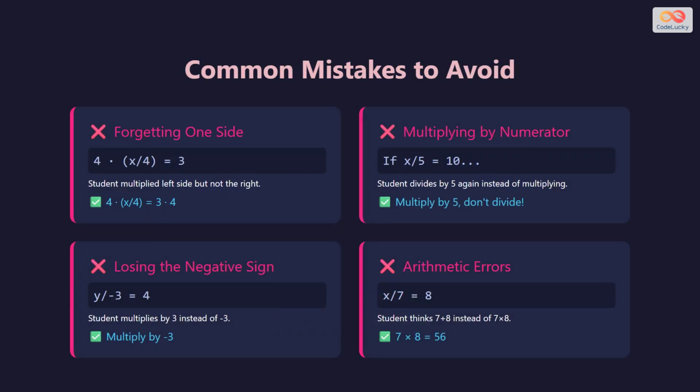Here are some common traps to avoid. First, never forget to apply the multiplication to the other side of the equal sign. The equation must stay balanced. Second, ensure you multiply by the denominator, not the numerator. Third, watch your signs. If you divide by a negative, you must multiply by a negative. And finally, double-check your basic arithmetic.